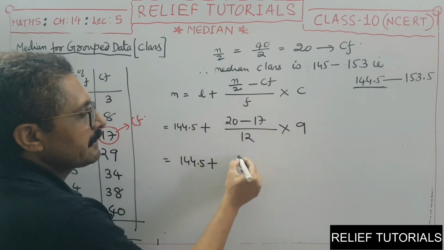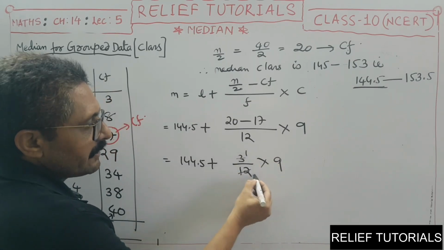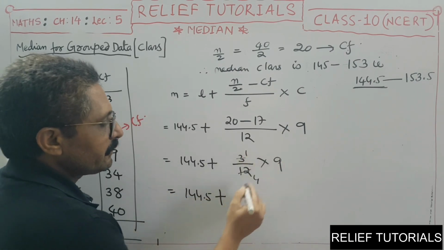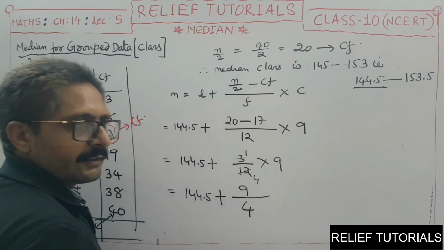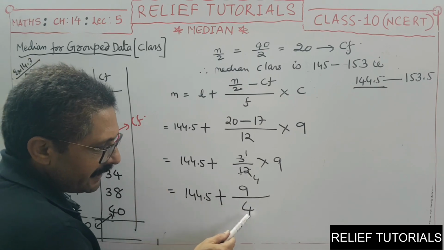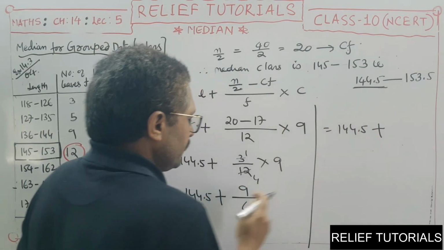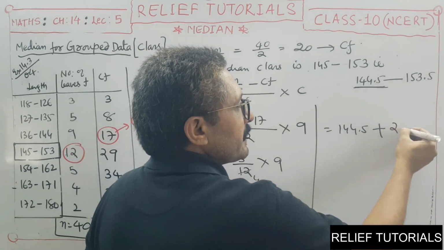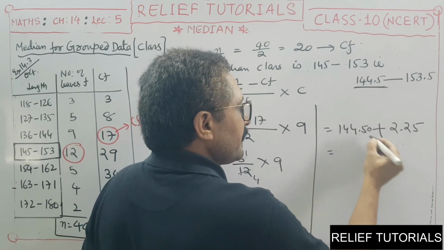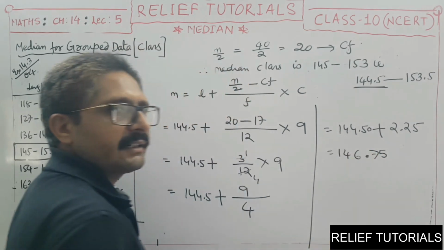144.5 plus 20 minus 17 out of 12 into 9. So 3 ones are 3, 4 fours are 12. So 144.5 plus 1 into 9, 9 divided by 4. So 144.5 plus 9 divided by 4. 9 divided by 4 is 2.25. Then you can write 0.5 plus 0.25, 0.75, 4 plus 2, 6. Now 146.75 is our median.